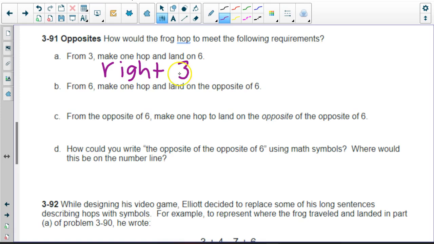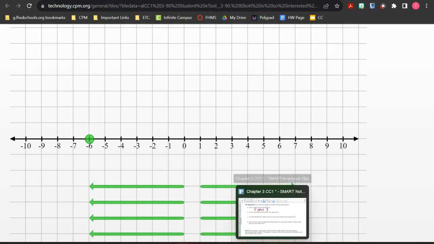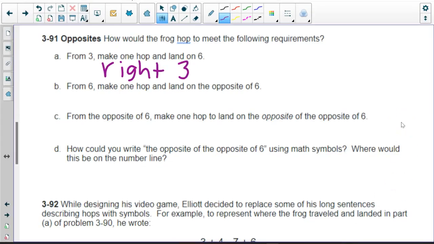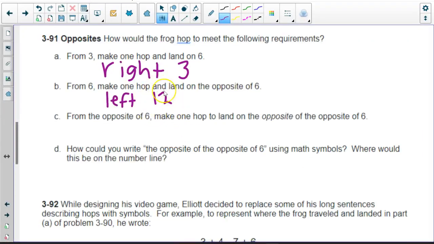The next one says from 6, he makes 1 hop and lands on the opposite of 6. So if we're back at our number line, he makes 1 hop and lands at -6. Remember, the opposite of 6 is -6. How far did he jump and in what direction? Hopefully you saw we moved to the left 12. A lot of people said that from 6, he moved to the left 6. Well, look what that gives us. That gives us 0. So we have to go all the way to -6. We have to go 6 more. So that's where the 12 comes from.